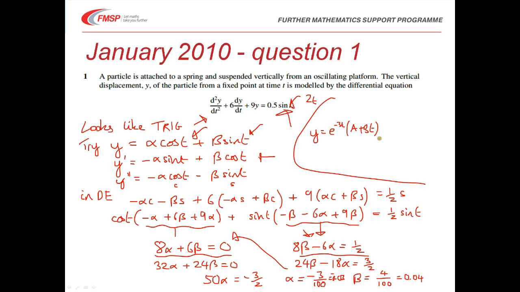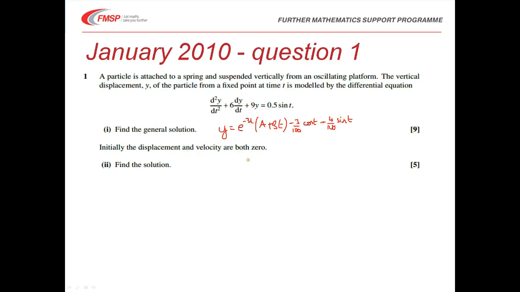And to create the right-hand side as I want it, I now know that I will need my trial solution with the appropriate numbers. So I'm going to have minus 3 over 100 cos t. Make sure you read very carefully which letters you used for which coefficients, plus 4 over 100 sine t. And that is your general solution, and you have just earned 9 marks.